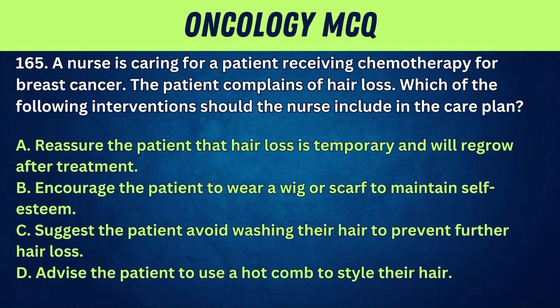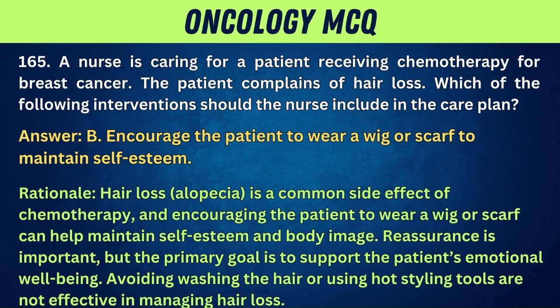165. A nurse is caring for a patient receiving chemotherapy for breast cancer. The patient complains of hair loss. Which of the following interventions should the nurse include in the care plan? A. Reassure the patient that hair loss is temporary and will regrow after treatment. B. Encourage the patient to wear a wig or a scarf to maintain self-esteem. C. Suggest the patient avoid washing their hair to prevent further hair loss. D. Advise the patient to use a hot comb to style their hair.